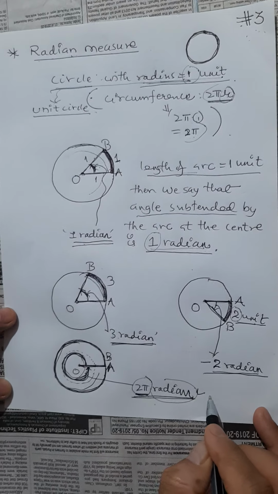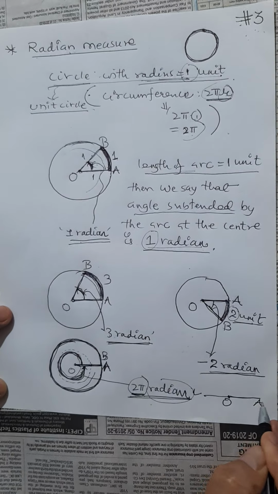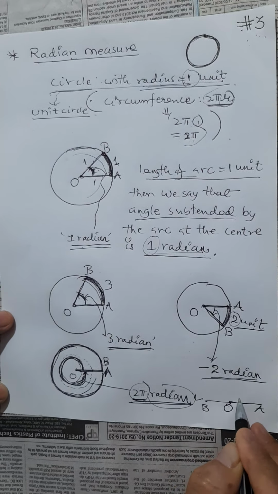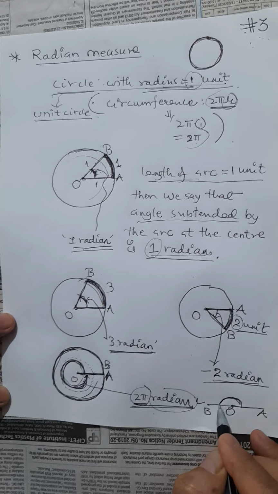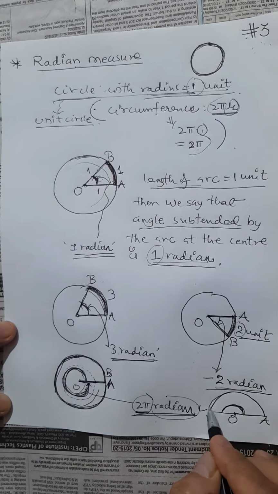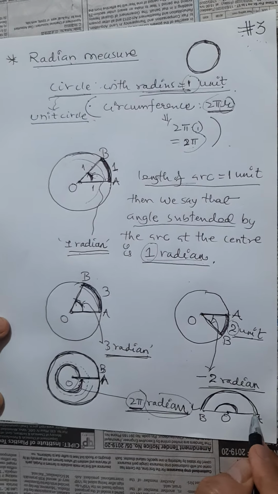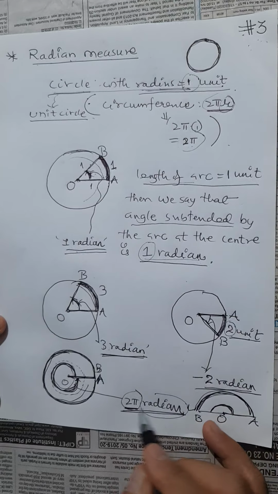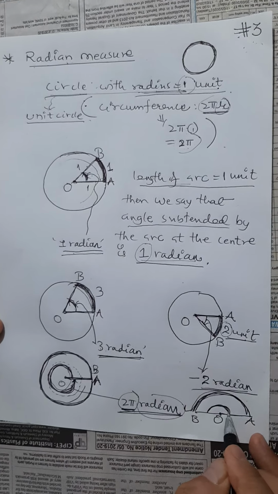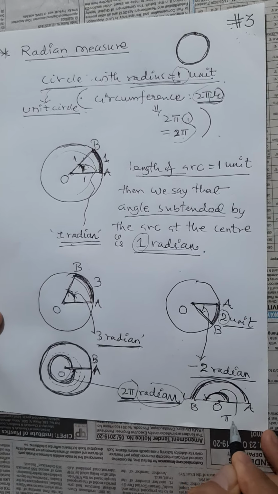If I take this much only, now you can see if this is O, this is A, and this is B. If I take this much, this is half revolution. Now what about this arc length? You know that if the total is 2 pi, then this is a semicircle. So this arc length is how much? Half of this, pi radian. So this angle is also pi radian. So this is pi radian.